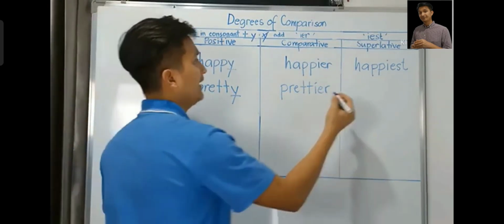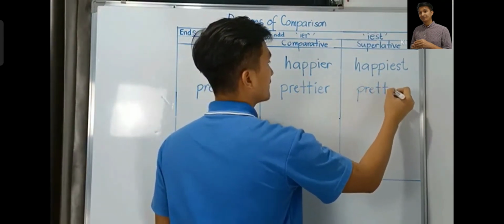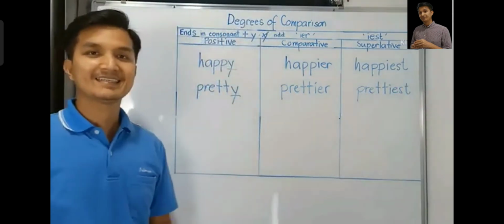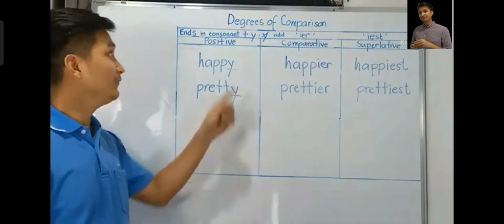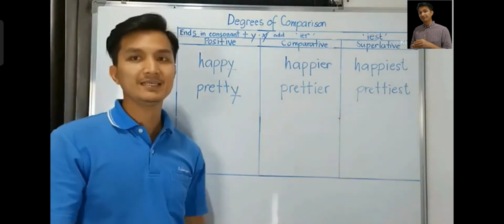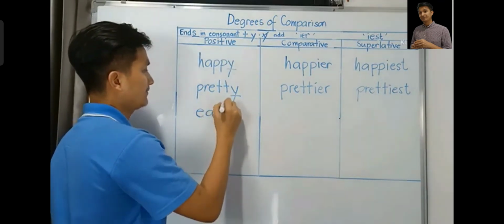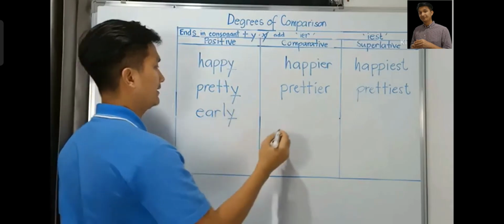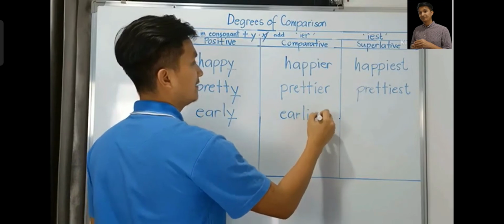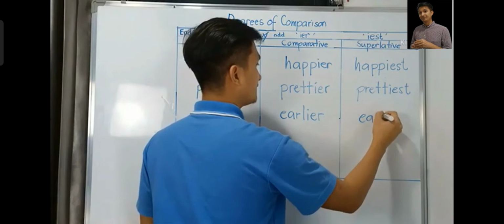Prettier. Okay? And here, prettiest. Okay? Students, it's very easy if you follow the rules, right? Pretty, prettier, prettiest. How about the word early? So it's going to be earlier. Okay? And here, earliest.